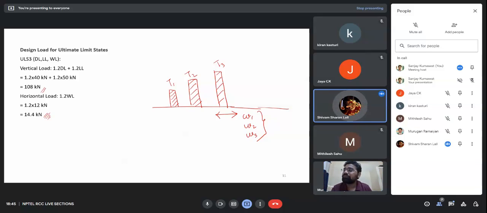Sir, these earthquake analysis and wind load analysis, are these in the structural engineering course? Yes, this all comes under the structural engineering course. Okay, sir. Any other doubt?